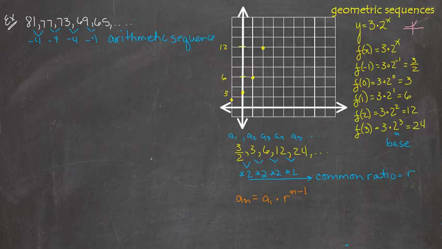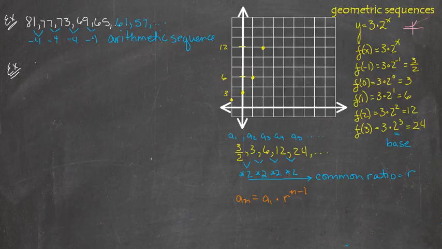And I can identify the next couple terms. 65 take away 4 would be 61. Take away 4 would be 57. And then I could just go on and on from there. Let's look at another example.